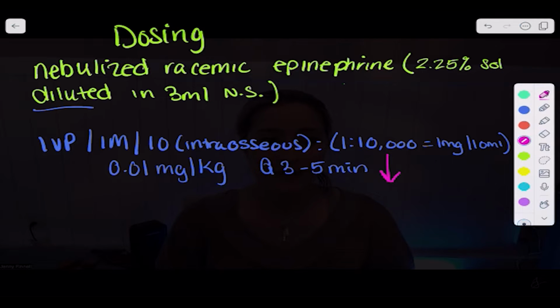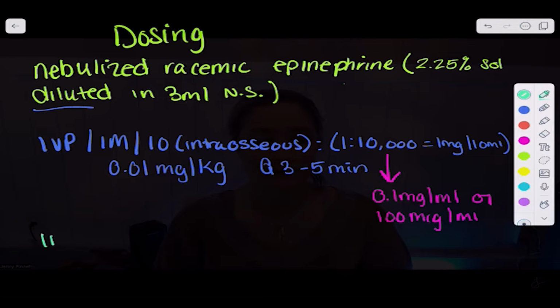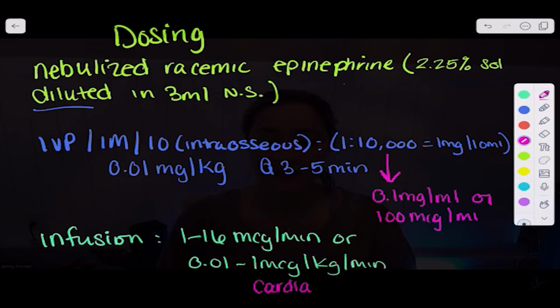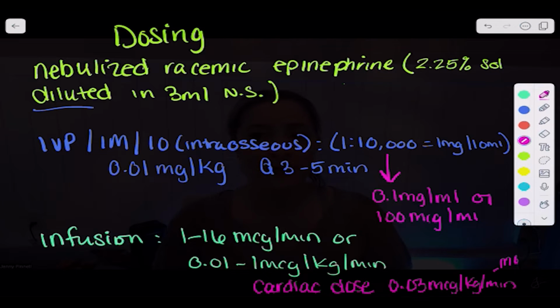Keep in mind that 1 to 10,000 is also equivalent to 0.1 milligrams per ml or 100 mics per ml. Infusion, you would dose it 1 to 16 mics per minute or 0.01 to 1 mic per kilo per minute. And also a cardiac dose is 0.03 mic per kilo per minute because it primarily affects beta-1 receptors.